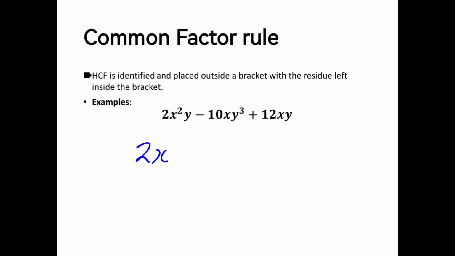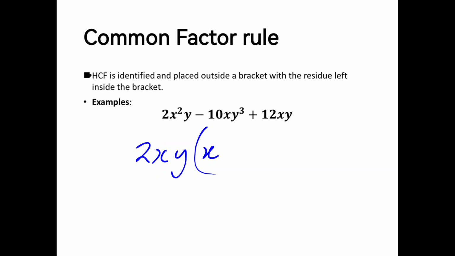So 2xy, and then inside the brackets, if you look at 2x squared y, we require that there must be x squared in the first term inside the bracket, to cater for in case you want to go back. So you say 2xy times x, you get back 2x squared y.